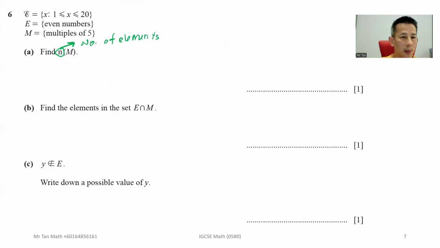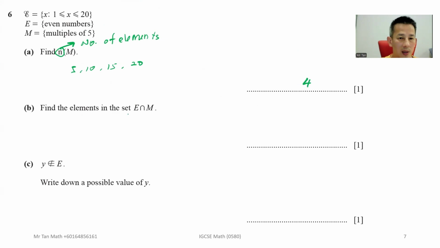So M is multiple of 5. So multiple of 5 between 1 to 20: 5, 10, 15, 20. You should get 4. Number of element is 4.